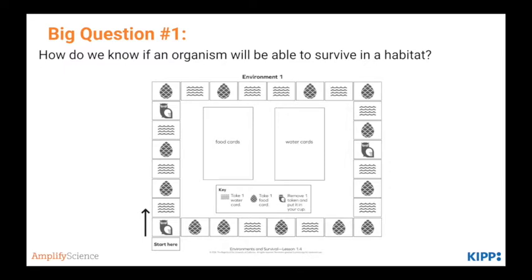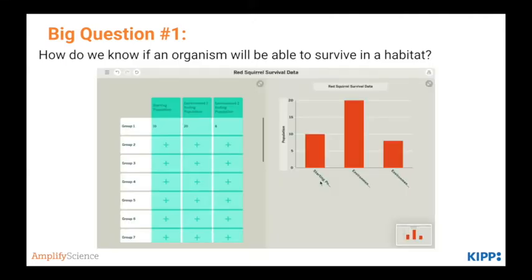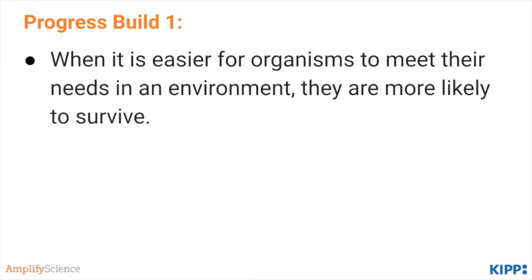Students play a board game that serves as a useful model for understanding how survival works in a habitat, where they pretend to be red squirrels trying to find food and trying to avoid predators, as well as drinking water, and they then graph their survival data. By this point, students should understand Progress Build 1. When it's easier for organisms to meet their needs in an environment, they're more likely to survive.